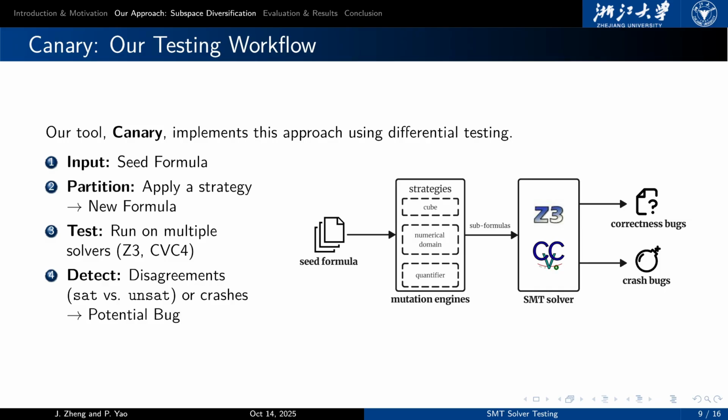And we implement these strategies in a tool called Canary. Its workflow is based on differential testing. Canary takes a seed formula and applies one of our partitioning strategies to generate a new constraint subformula, and then runs it on multiple SMT solvers, in our case, Z3 and CVC5. If the solvers disagree on the result, or if one of them crashes, we flag it as a potential bug.